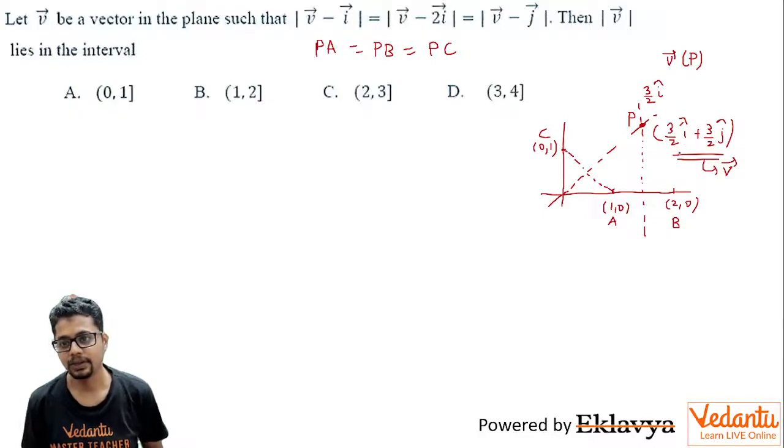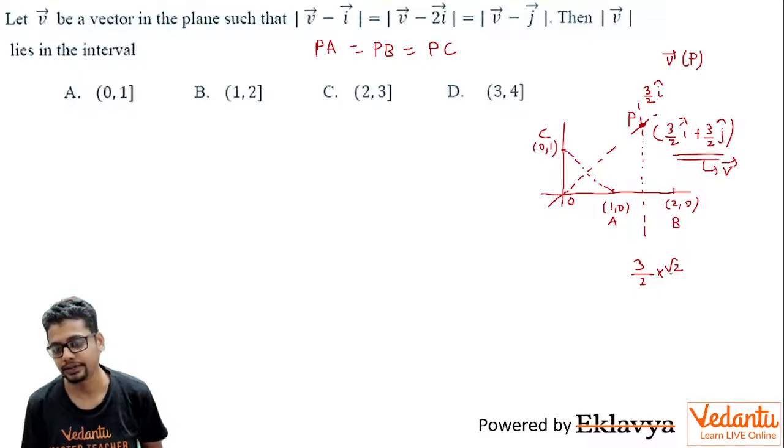So magnitude of v vector would be 3 by 2 times root 2, isn't it? That means it is this length OP, magnitude of v vector. So essentially it is 3 by root 2.